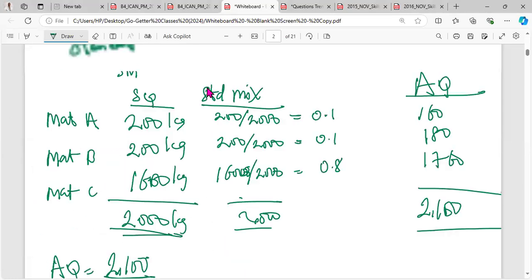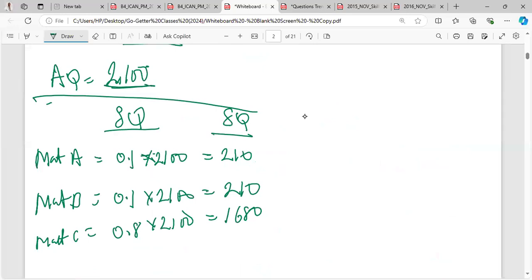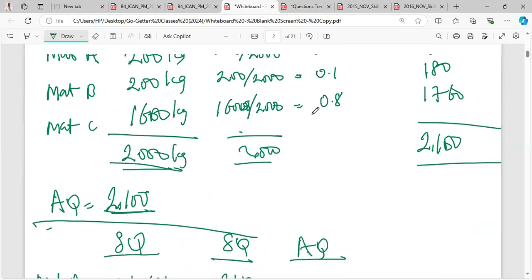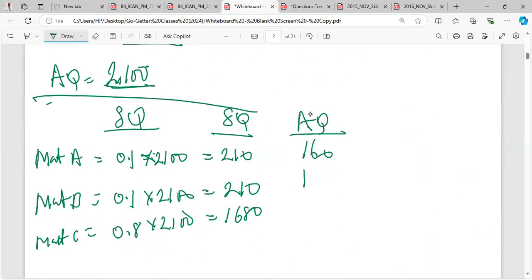Remember, we said normally standard price is common, and we have standard quantity minus actual quantity. Of course, we are checking our standard mix. So all we now need to do, this is our standard quantity, our actual quantity, of course, is 160, 180, 1760.